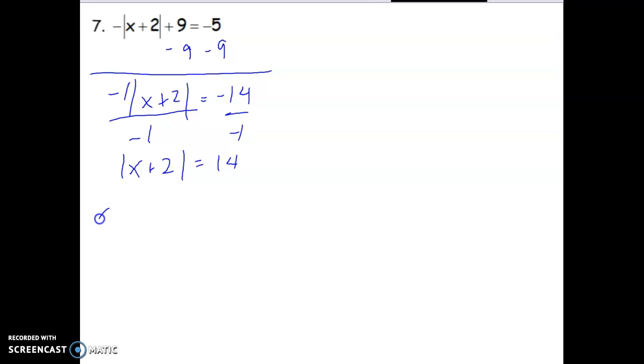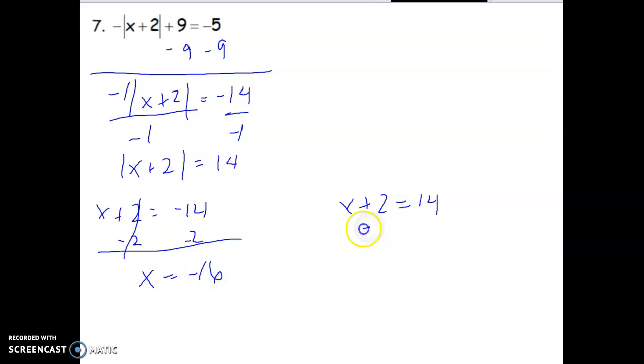And now I can split it into two separate equations. I've got negative 14 on the left, positive 14 on the right. I'm going to subtract 2 to solve that. X equals negative 16. And on this side, when I subtract 2, x equals 12. So those are my two possibilities. X equals negative 16 and x equals 12.